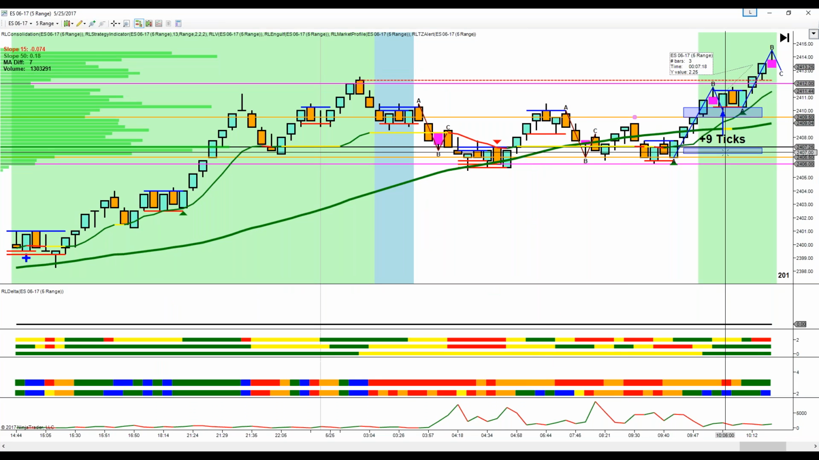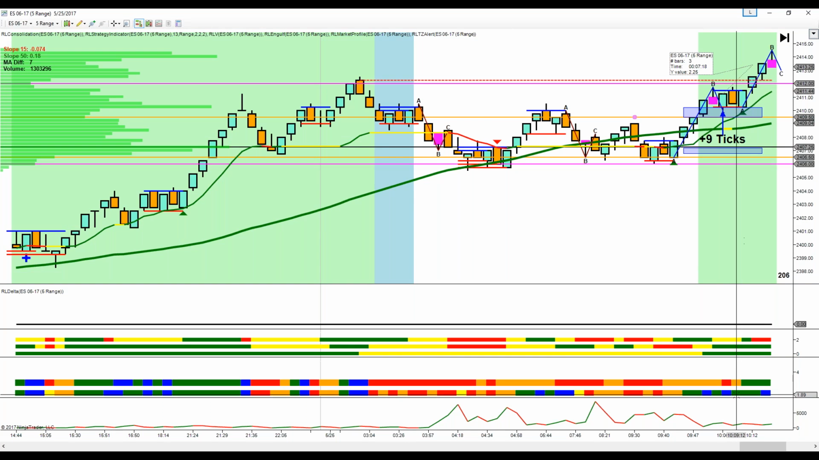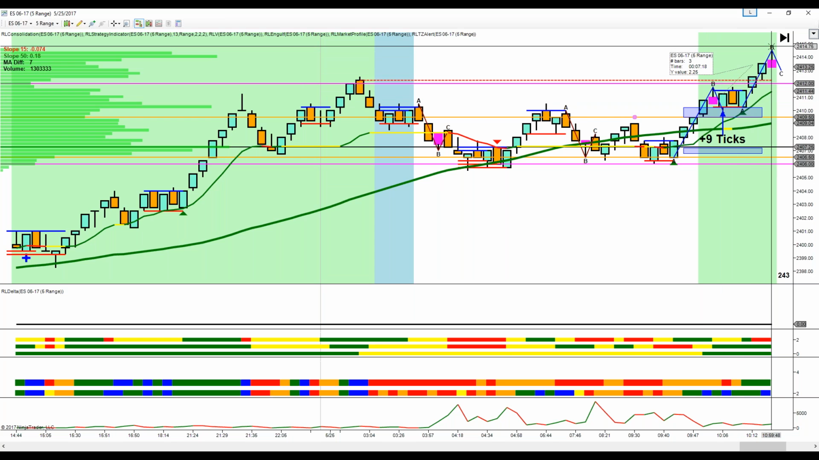Now here was the E-mini. And here was the trade I took long. If you look at the lower line here, I was trading in the direction of order flow. The delta was in my favor. You can't see it now, unfortunately, because I closed the platform and reopened it. But the trade went up 9 ticks.